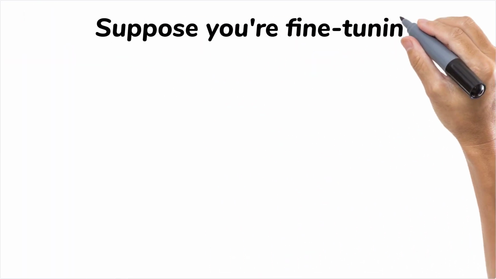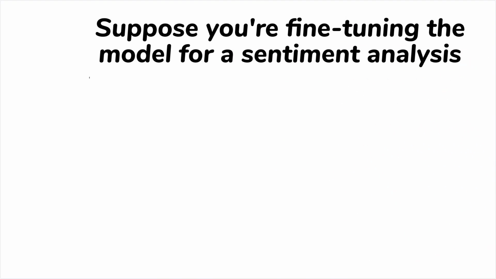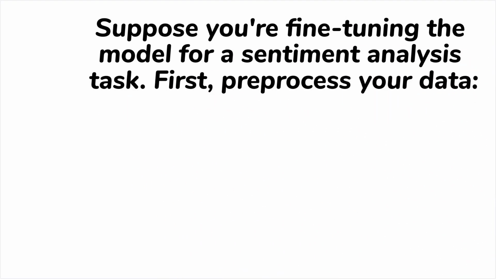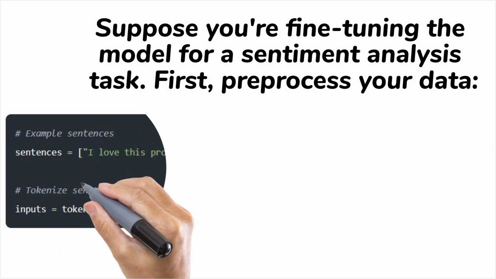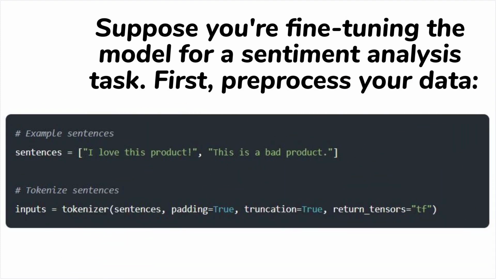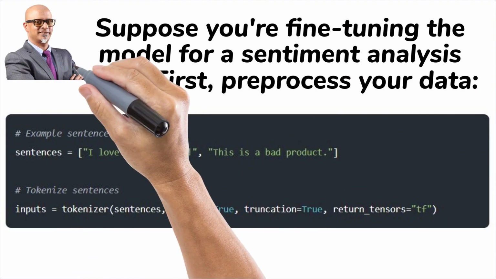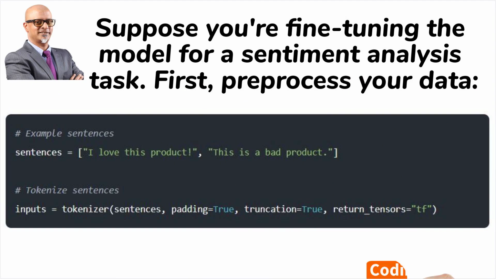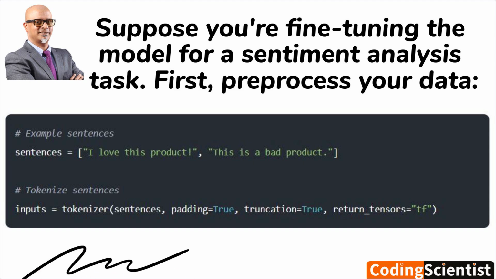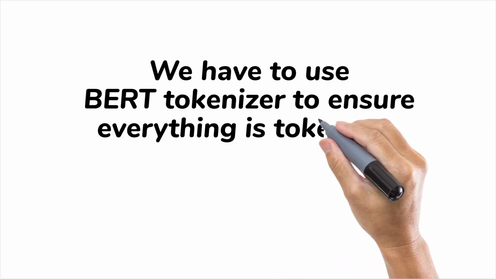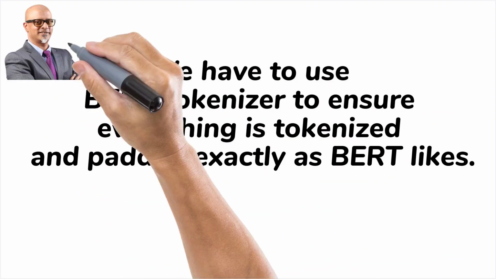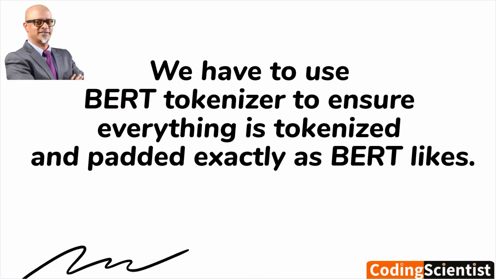Preparing data for fine-tuning. Suppose you're fine-tuning the model for a sentiment analysis task. First, pre-process your data. Example sentences = ['I love this product', 'This is a bad product']. Tokenized sentences: inputs = tokenizer(sentences, padding=True, truncation=True, return_tensors='tf'). We have to use the BERT tokenizer to ensure everything is tokenized and padded exactly as BERT likes.